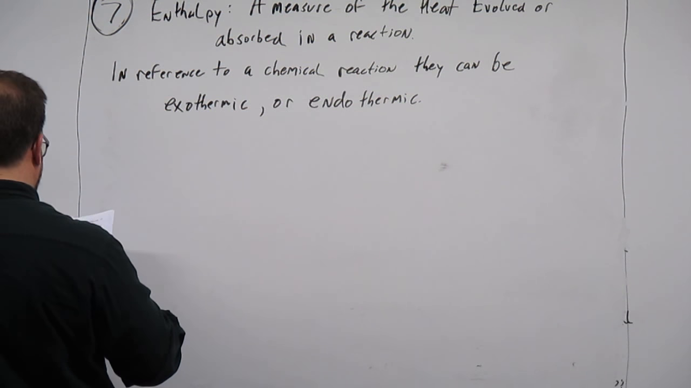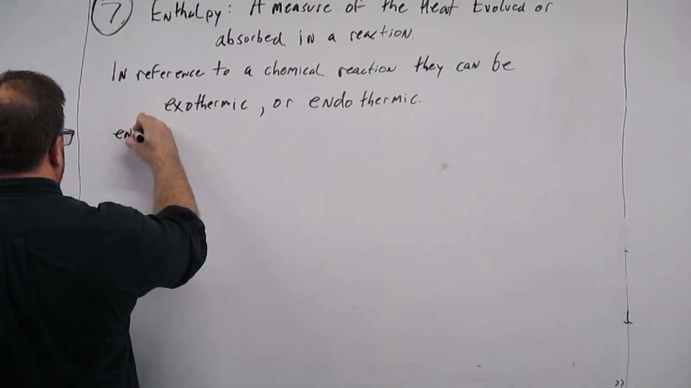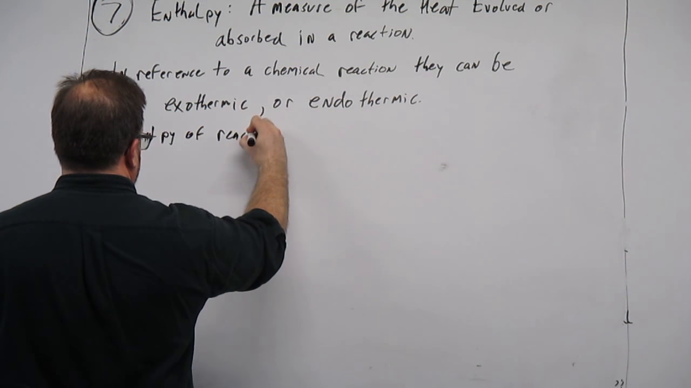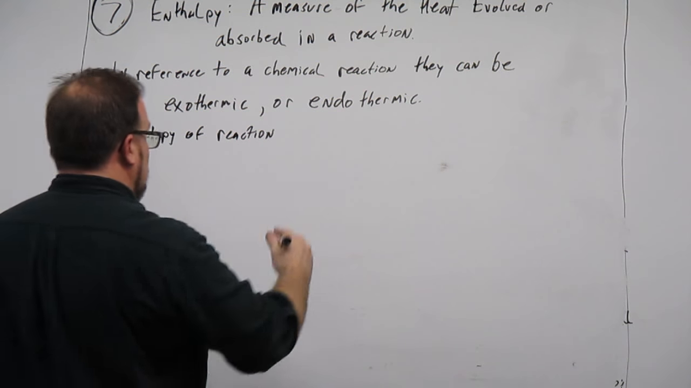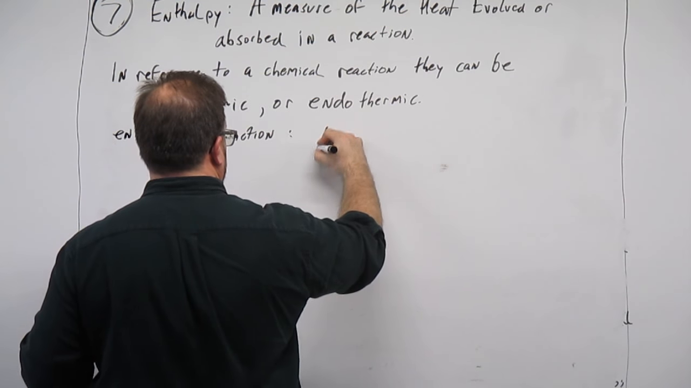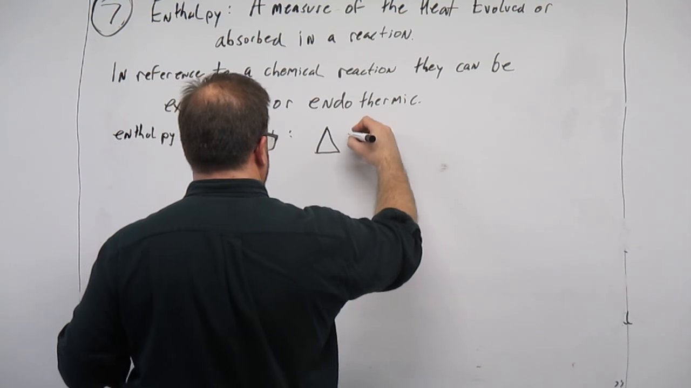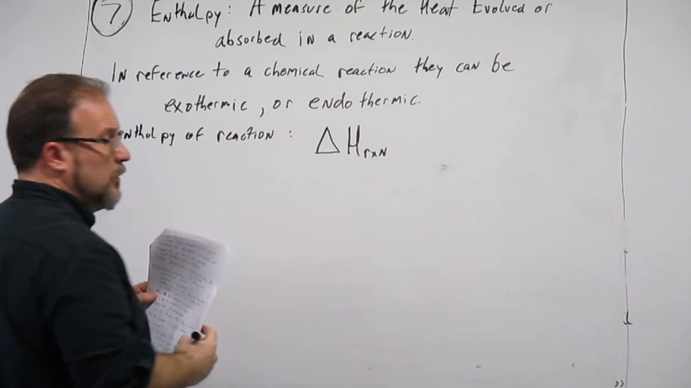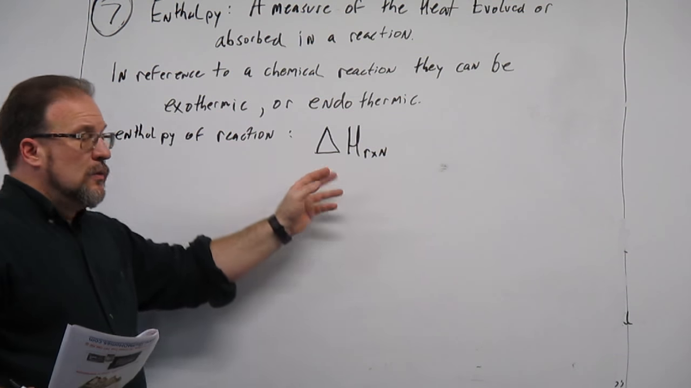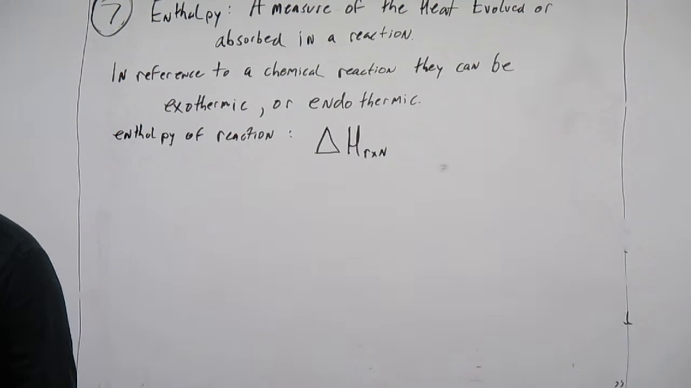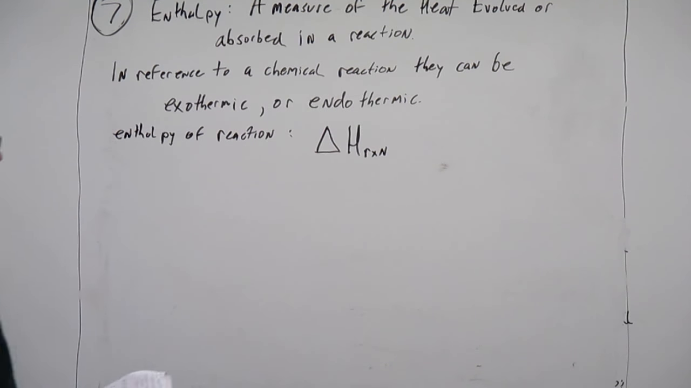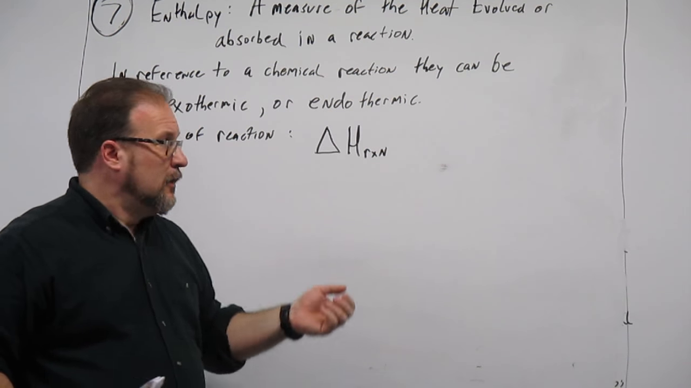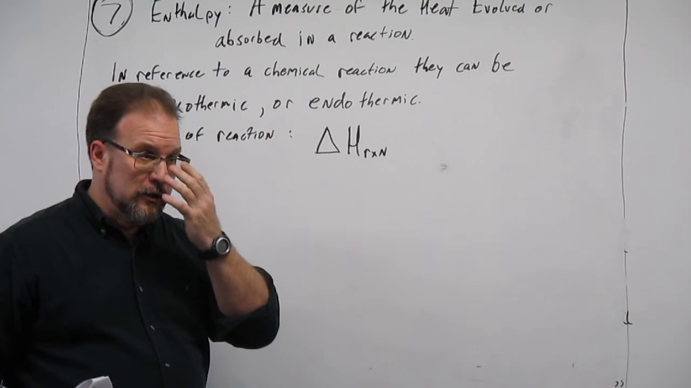All right, so we give this enthalpy of reaction a certain symbology. And the symbology we use is as follows. This is the Greek letter delta, H, and RXN. Okay? Let me explain what this means. Whenever you use the uppercase delta, that always means a change. Okay? That means I have an initial state and a final state. So this delta means something changed.